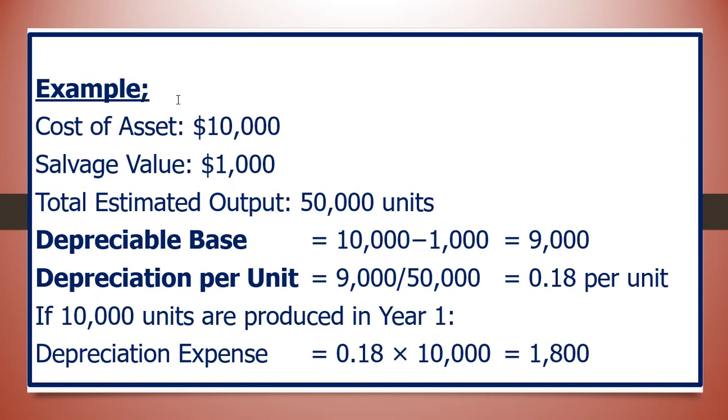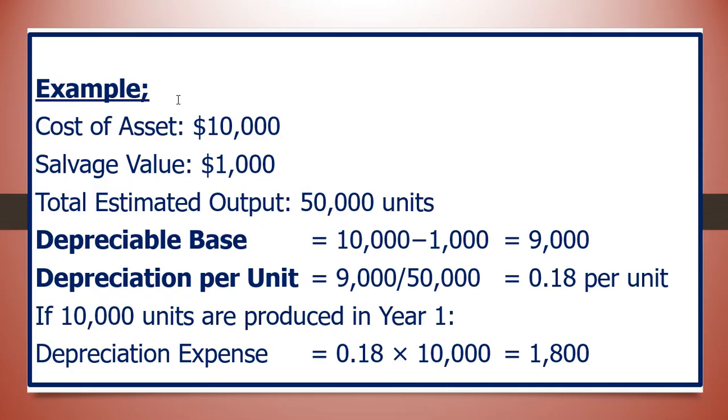So we still have the same question here. We are assuming the cost of the asset is 10,000 US dollars, the scrap value is 1,000, and the total estimated output is 50,000 units. So we need to first look for the depreciable base because we have the cost and salvage. Get the cost of 10,000 minus scrap value of 1,000 to get 9,000.